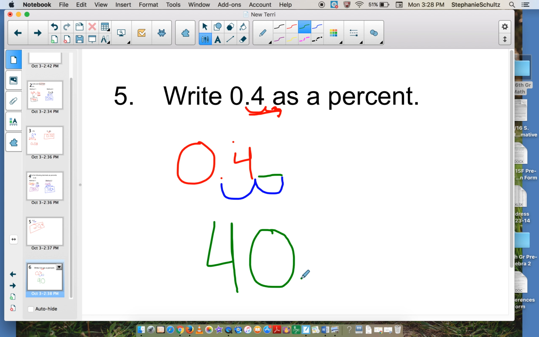So my answer must be 40 decimal point, which I don't need to put, but I keep wanting to put it there because I want you to understand that when you have a whole number, that decimal point is at the end. Okay, it's really important that we understand where the decimal actually is. All right, so we've got 40%.